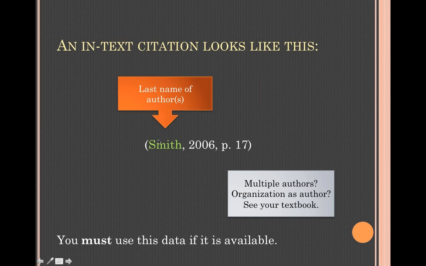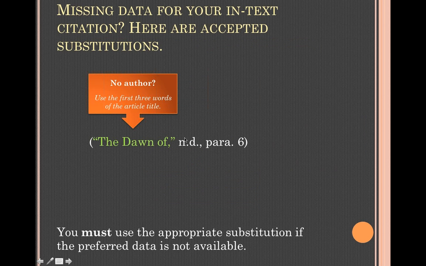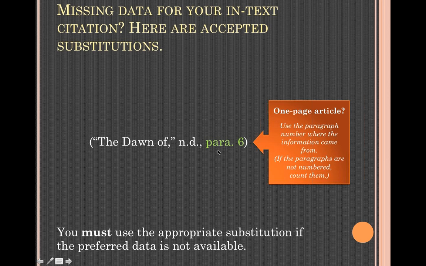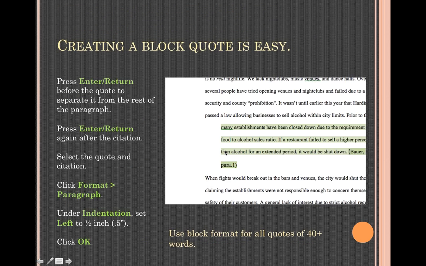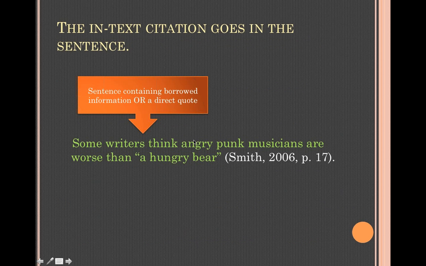It reminds you of the essential format, which I just covered. As I said, it tells you what to do for unique situations, like if there's no author for the article, if there's no date for the article, if it's just a one-page article, etc. It covers when you need an in-text citation. Okay. So please spend time. Oh, and it also covers how to integrate quotations or research within your own writing and how to handle that. So you have all this stuff at your fingertips.